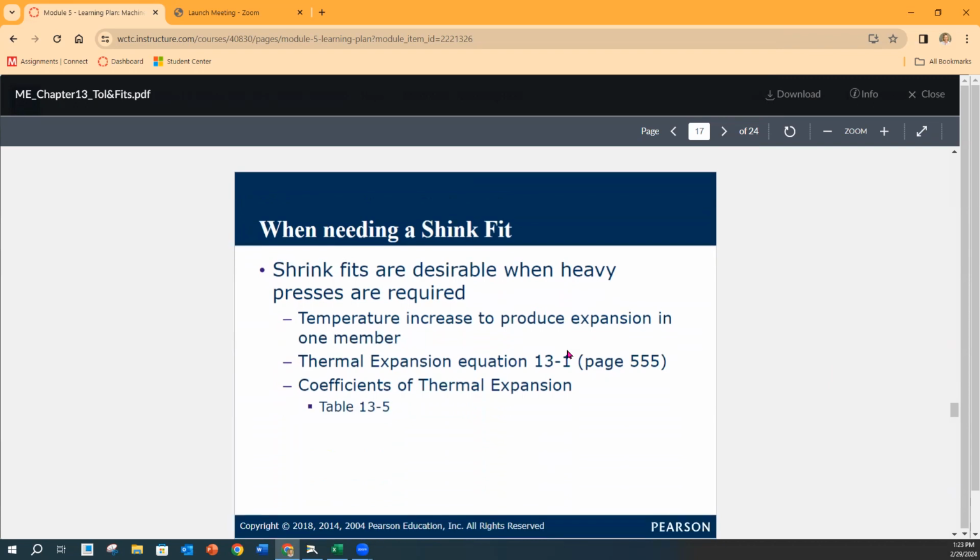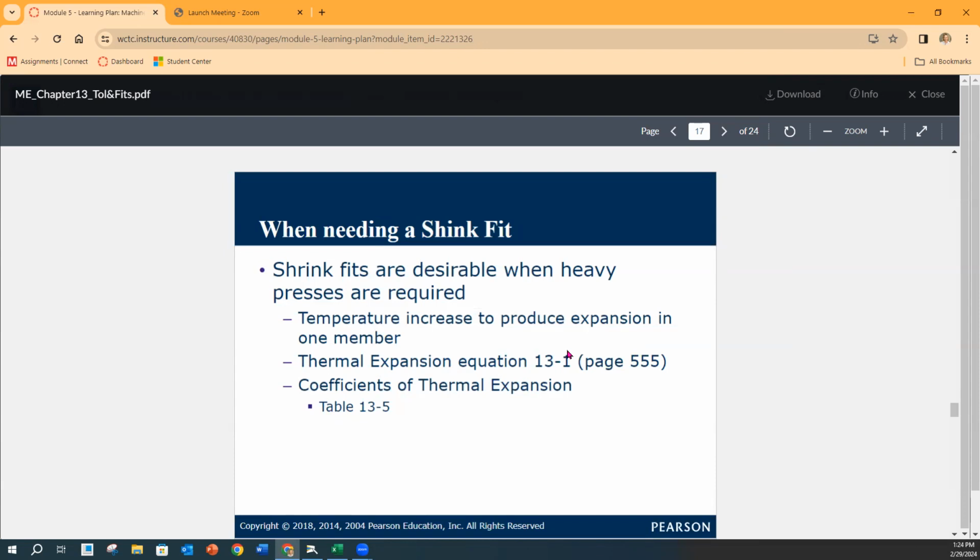Now, shrink fits are going to be desirable when heavy presses are required. If it involves pressing something together, sometimes it can be too much interference, where you're literally damaging the materials. They might even be peeling away from each other as you're trying to put them together. That's when you want to do a shrink fit.